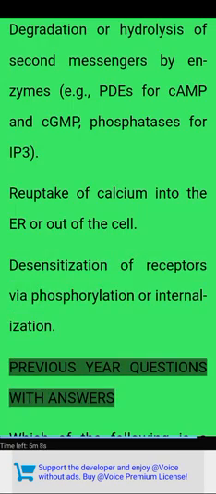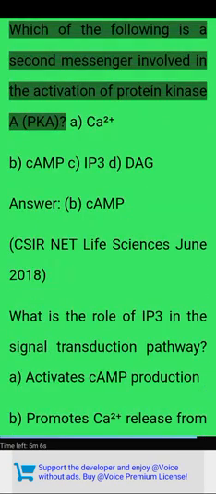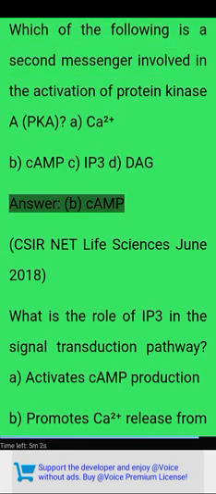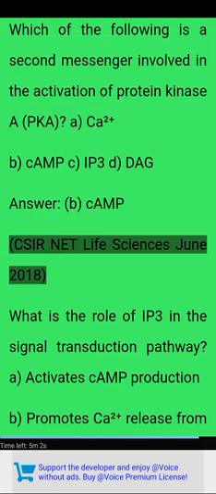Previous year questions with answers. Which of the following is a second messenger involved in the activation of protein kinase A (PKA)? A. Ca²⁺. B. cAMP. C. IP3. D. DAG. Answer. B. cAMP. CSIR NET Life Sciences June 2018.